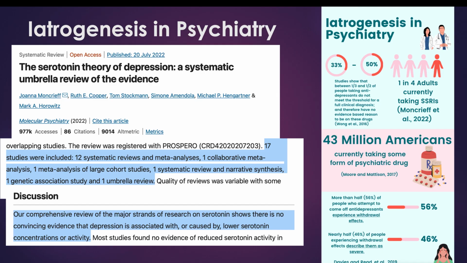So, our comprehensive review of the major strands of research on serotonin shows that there is no convincing evidence that depression is associated with or caused by lower serotonin concentrations or activity. Okay, let that sink in while I get some water. Okay, so that's crazy.